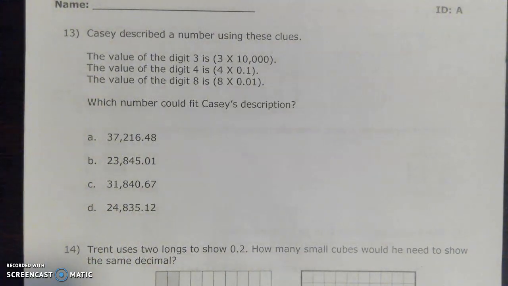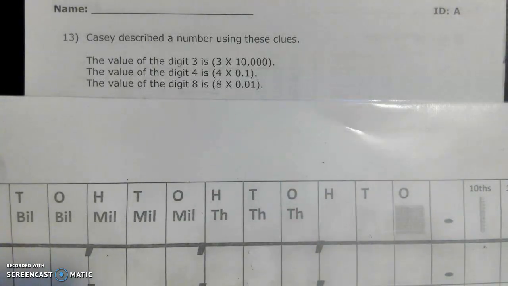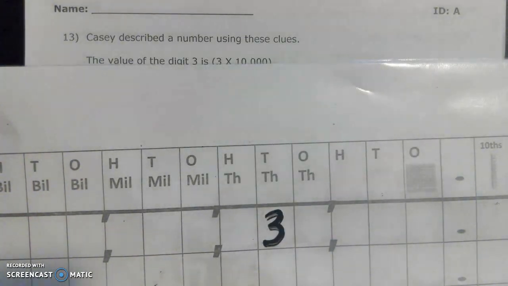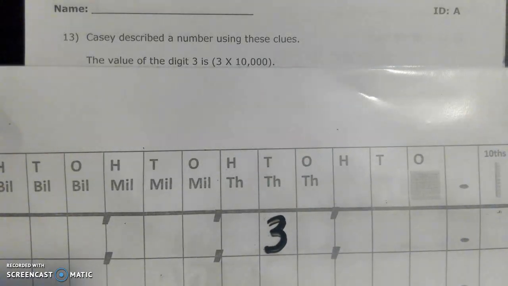There's a couple of ways you could look at this. One of the ways is you could take the clues and place them on a place value chart. So if I have a 3 in the 10,000s place, then I would have a 3 right here. I don't know what the rest of the digits are, but I would have a 3 in the 10,000s place.